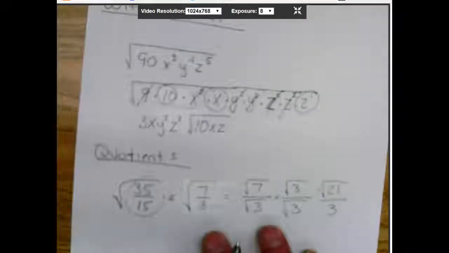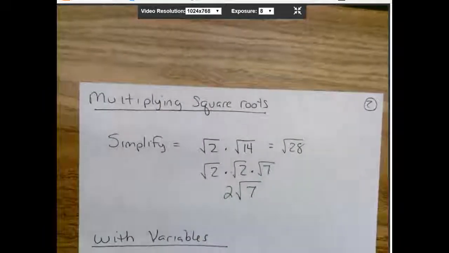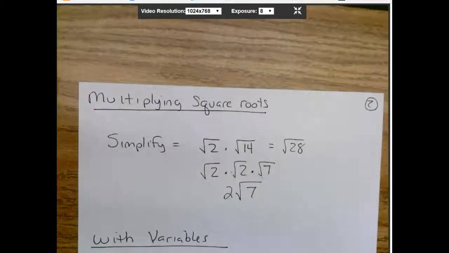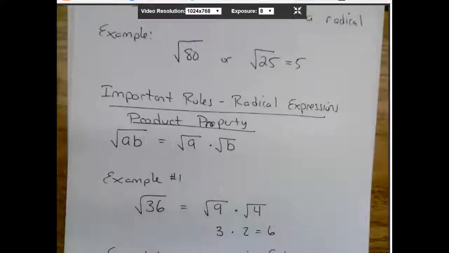So that's some examples of how to do these with quotients, with variables, when we're multiplying square roots, and also the product rule as well. So add this to your notebook, and I'll see you in class.